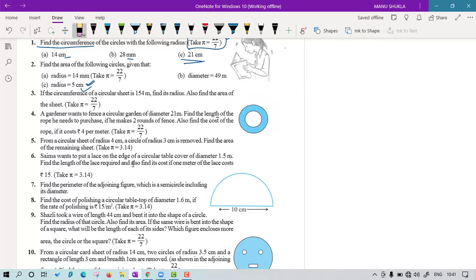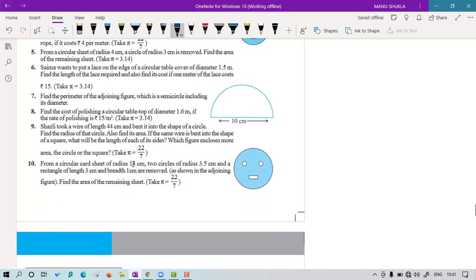Now let's take question number 4. A gardener wants to fence a circular garden. Okay, this one is also discussed in the classwork, so let's leave this one. Question number 5. Let's do this one.